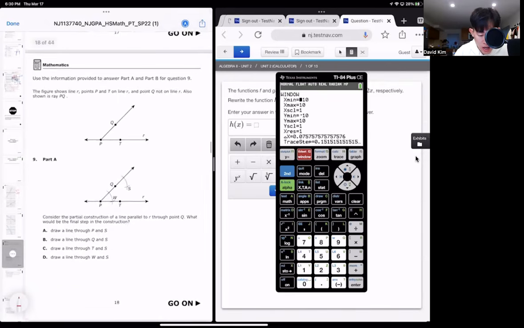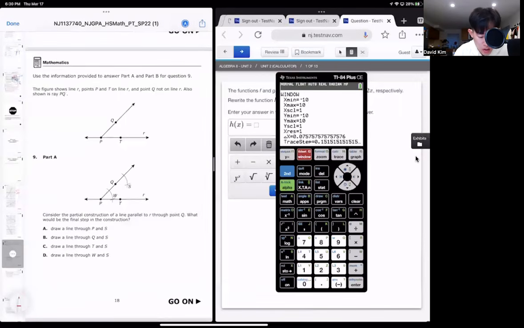All right, so this question, the figure shows line R, points P, T on line R, and point Q not on line R. Okay, so part A, consider the partial construction of a line parallel to R through point Q. So what would be the final step in the construction? So the final step here is to have this, like, let's say you draw a line like this and you want to measure what this angle is. And these little marks are what they meant by doing it with the protractor.